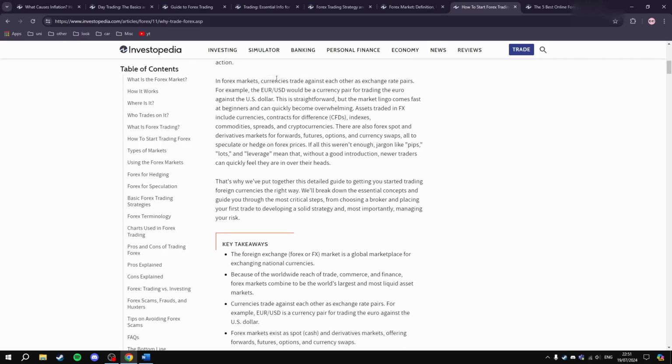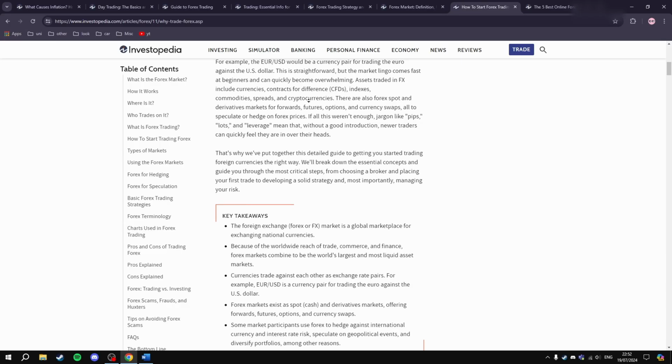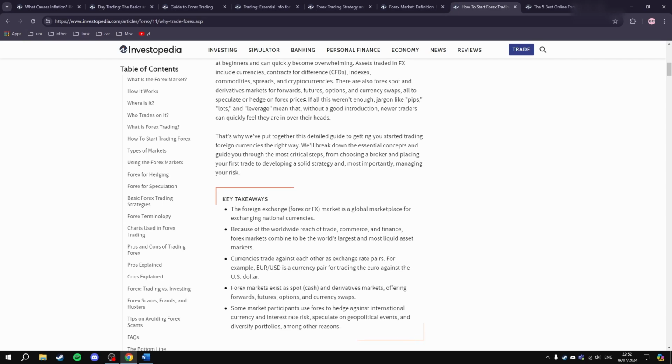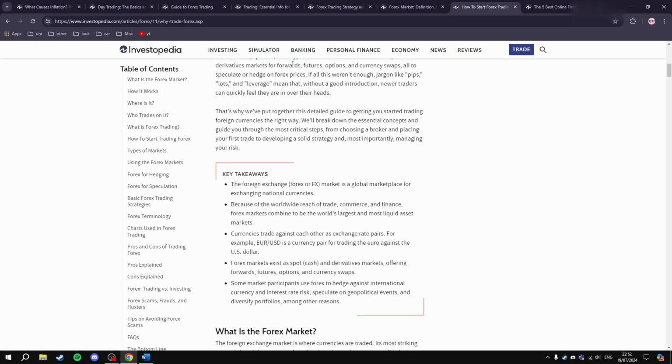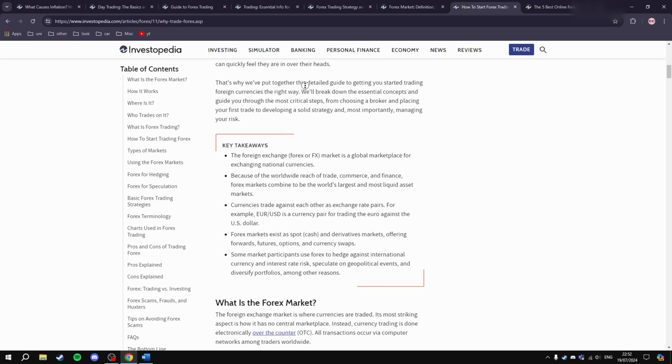In the Forex markets, currencies trade against each other as exchange rate pairs. For example, Euro USD will be a currency pair for trading the Euro against the US dollar. This is straightforward, but the market lingo comes fast at beginners and can quickly become overwhelming. Assets traded in FX include currencies, contracts for differences, indexes, commodities, spreads, and cryptocurrencies. There are also Forex spot and derivative markets for forwards, futures, options, and currency swaps, all to speculate or hedge on Forex prices. If all this weren't enough, jargon like pips, lots, and leverage means that without a good introduction, newer traders can quickly feel they're in over their heads.